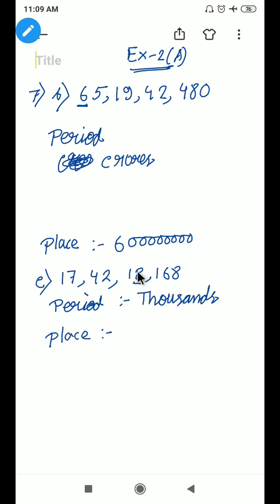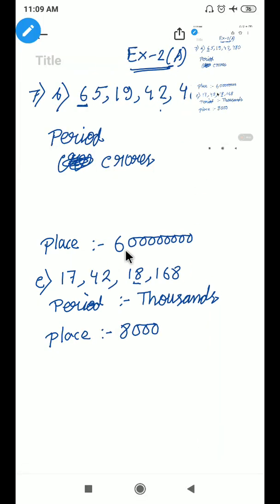Now what will be the place value of this underlined digit? You have to find the place value of this 8. So firstly you have to put this 8, and after the 8 there will be zeros. How many digits are there after 8? 3 digits. So there will be 3 zeros. In this way you have to find the period and place value for the remaining problems in question number 7. Now let's see question number 8.